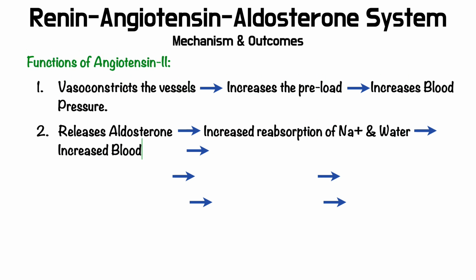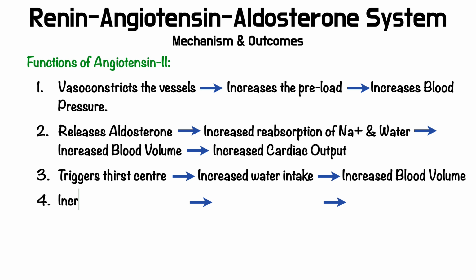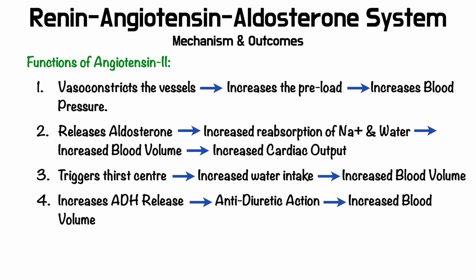So one of them is vasoconstriction of the vessels, right? Since the trigger is low blood pressure, the body has to increase the blood pressure at any cost, right? So it constricts the vessels, and vessel constriction will increase the preload of the body, right? So increasing the preload increases the blood pressure, obviously.